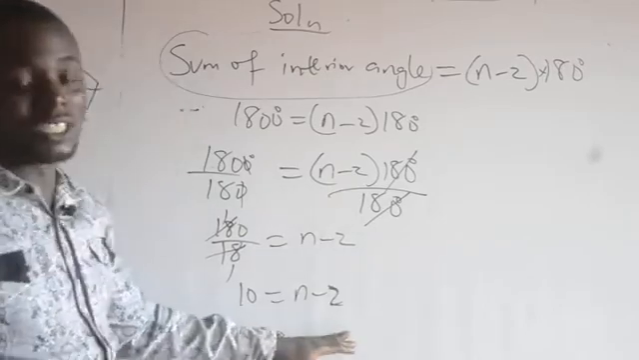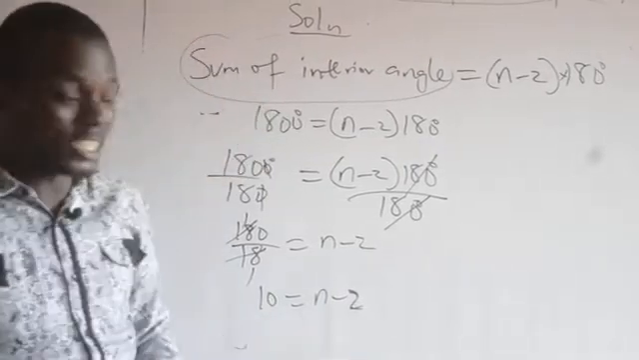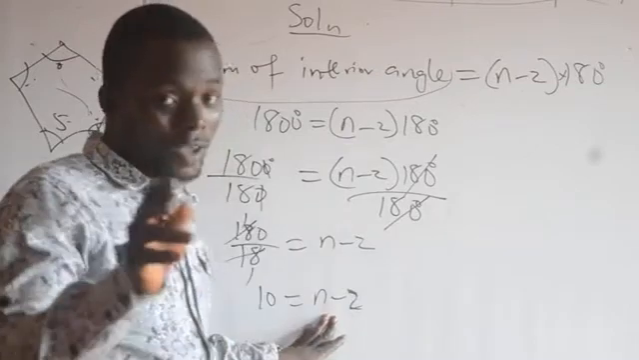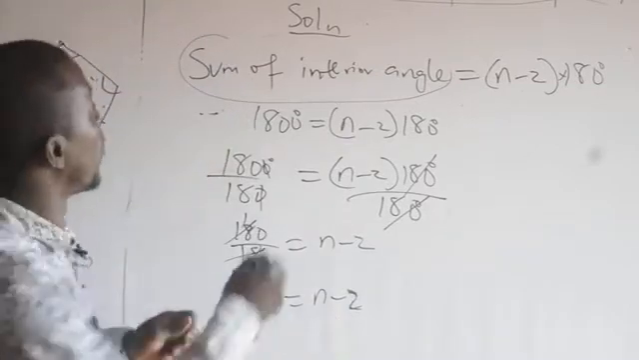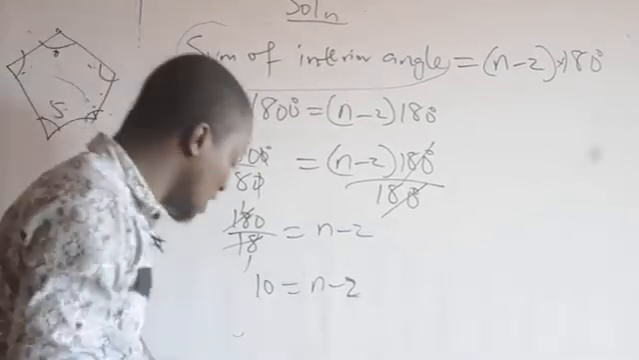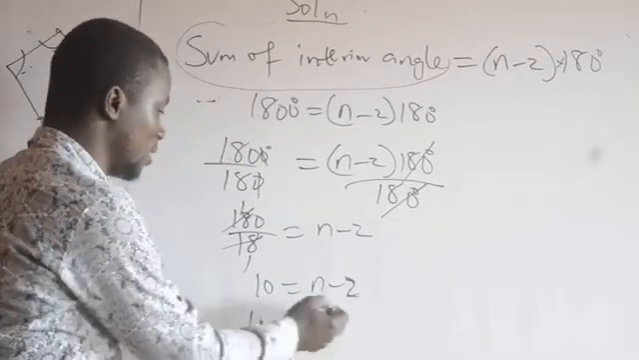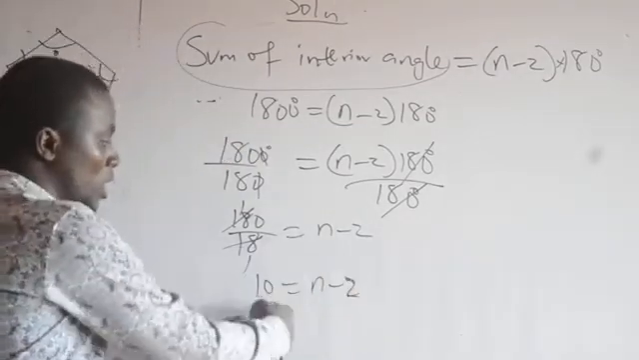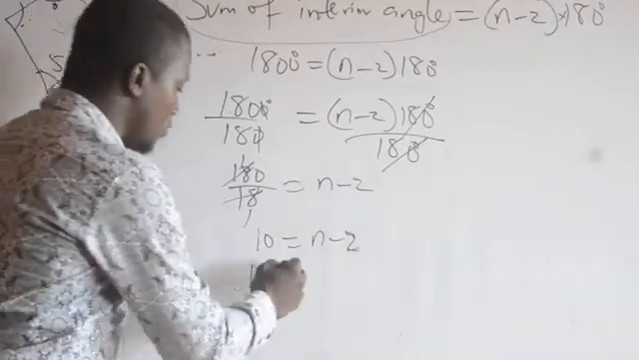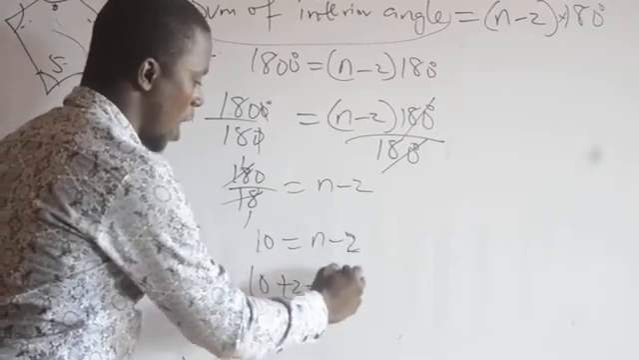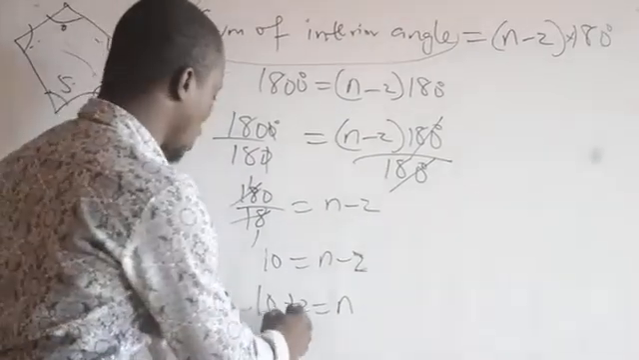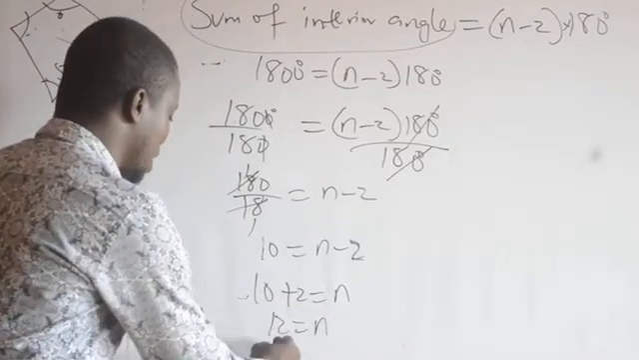So at this stage, as mathematicians, we have an equation here. This is a linear equation. You quickly collect like terms so that you can determine the value of n, which is the unknown. We are looking for the number of sides. I have already defined that in the beginning. So collecting like terms, this 10 stays. This minus 2 goes this way, crosses the sign of equality, becomes what? Plus 2, because it is going to the left hand side. 10 plus 2 equals n. 10 plus 2 gives us what? 12. So 12 equals n.